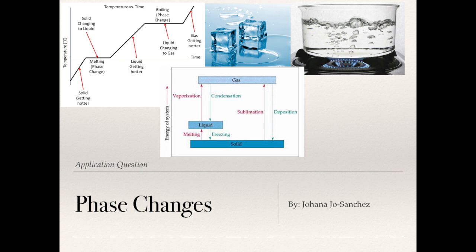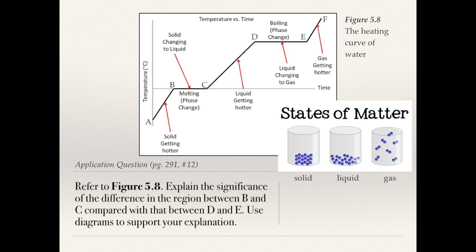My application question is about phase changes and the difference between them. It states, refer to figure 5.8. Explain the significance of the difference in the region between B and C compared with that between D and E. Use diagrams to support your explanation.